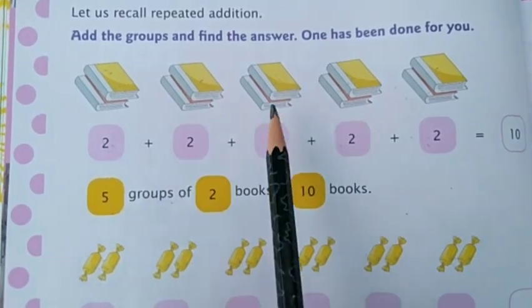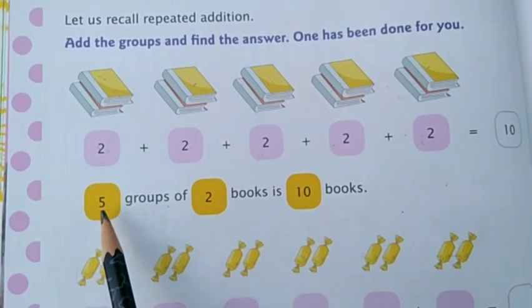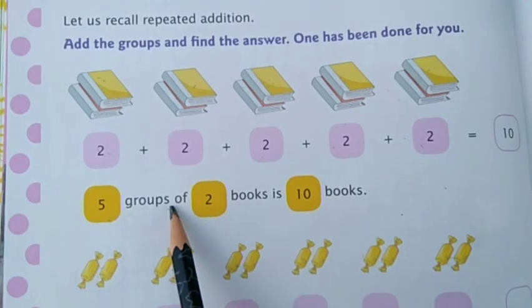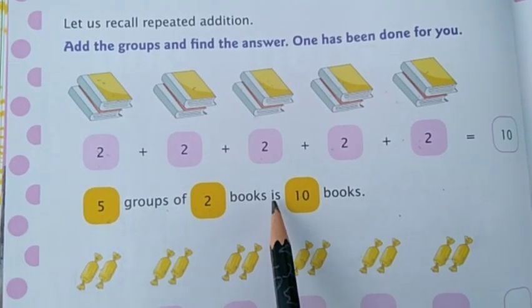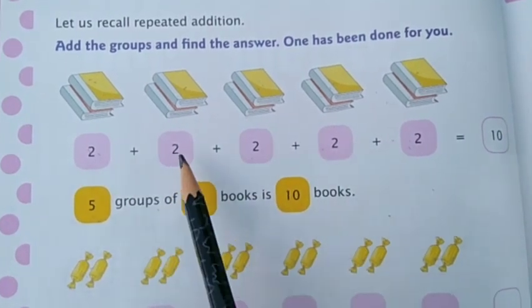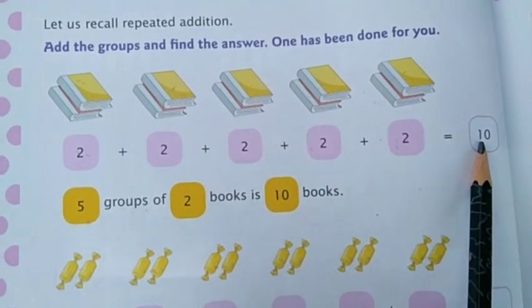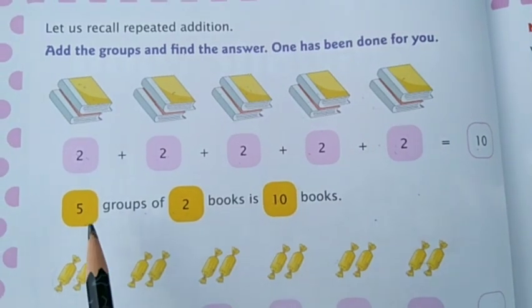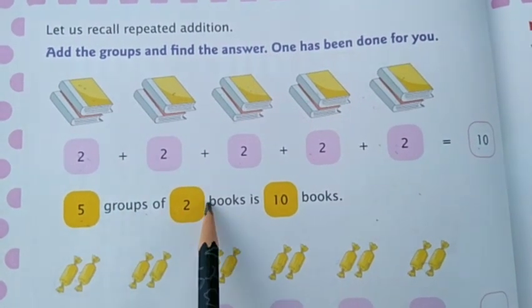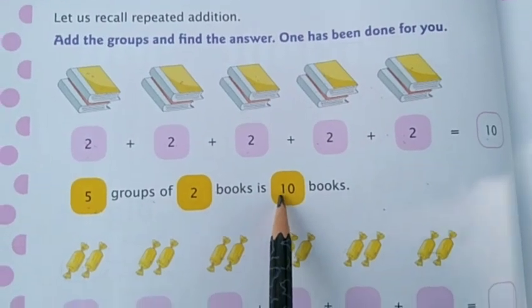There are 2 books in each group. And the total number of groups is 5. 1, 2, 3, 4 and 5. There are 5 groups of 2 books. And 5 into 2 is equal to 10. So we have done the first addition, 2 plus 2 plus 2 plus 2 plus 2, and then 10 is written. Again it is in multiplication form. It is written as 5 groups of 2 is equal to 10.